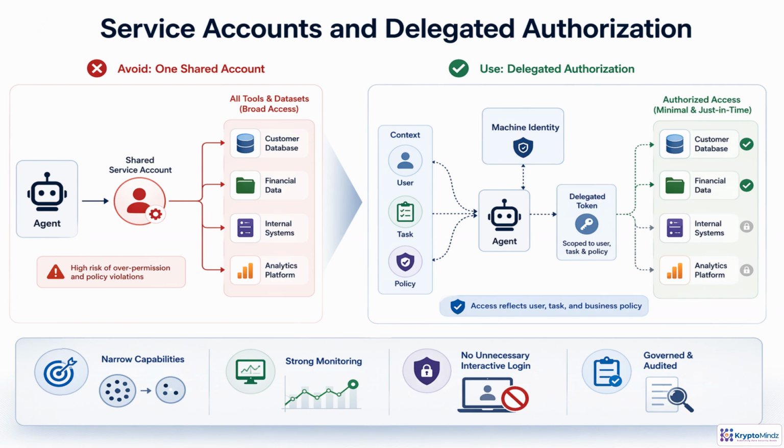Backend calls are where many agent designs accidentally become overpowered. A single shared service account is convenient, but it turns every task into broad standing access across tools and data. Delegated authorization changes the model. The agent authenticates as a machine, but receives authority tied to the user, the task, and policy, often through scoped tokens, constrained impersonation, or token exchange. That keeps access minimal, temporary, monitored, and auditable. Keep service accounts narrow, non-interactive, and governed, so convenience never outruns control.